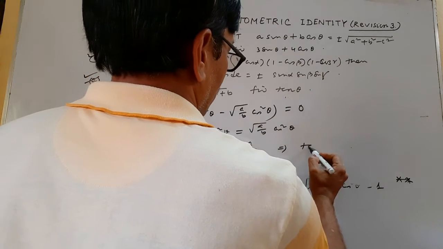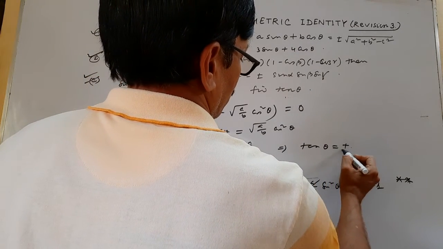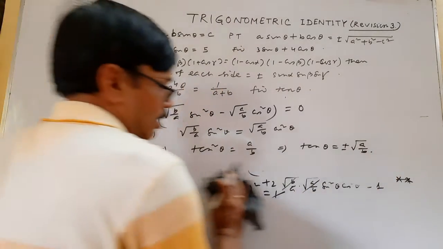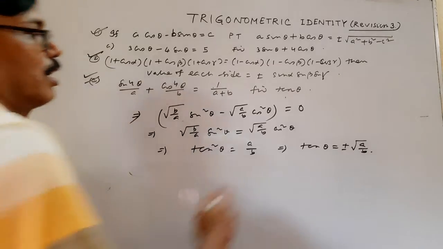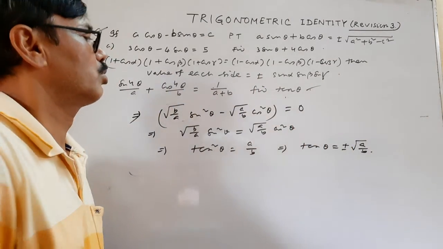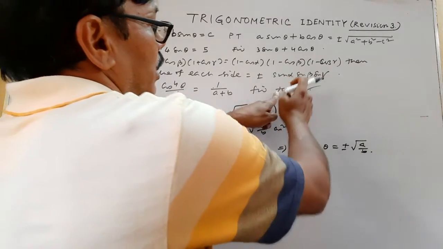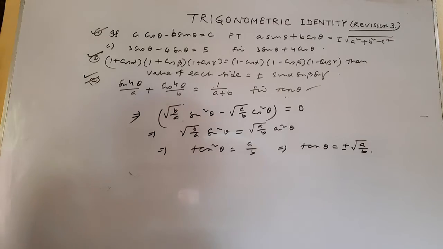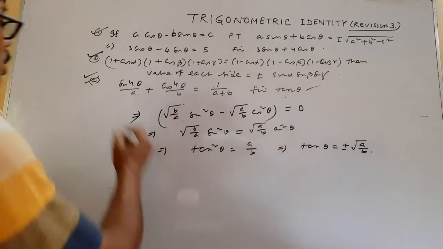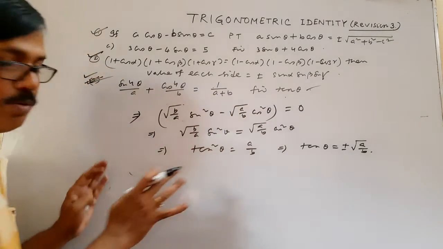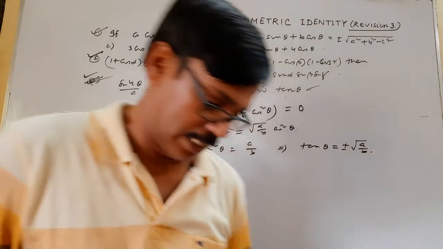So tan θ = ±√(a/b). If we get tan θ, then we get sine, cos, any expression. So you can find any expression involving trigonometric ratios. So this is a typical one, and very simple if you remember this technique.